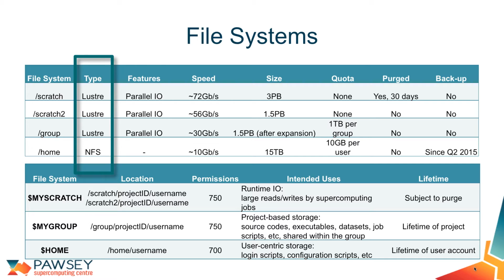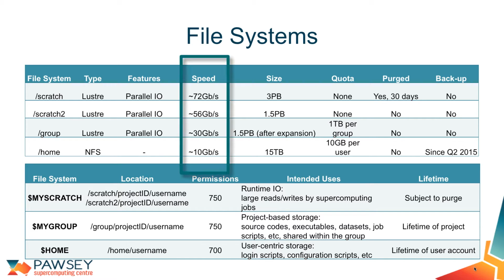Starting from the type of the file system, Scratch and Group are both Lustre file systems, whereas Home is an NFS, network file system. Lustre supports parallel distributed read and write, and is highly optimized for large-scale cluster computing. Scratch and Group are both connected to the supercomputers using Mellanox InfiniBand fabrics, and that provides 72 gigabits per second data rate for Scratch, 56 for Scratch2, and 30 for Group. Compared to that, Home is relatively slow, with 10 gigabit Ethernet limit.